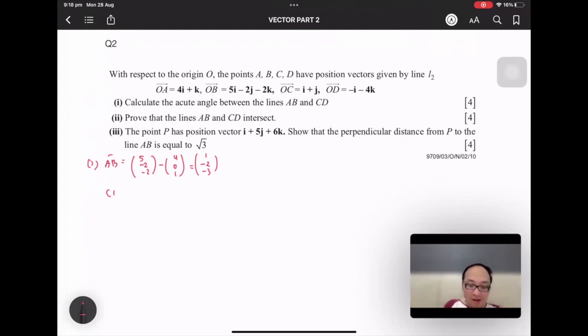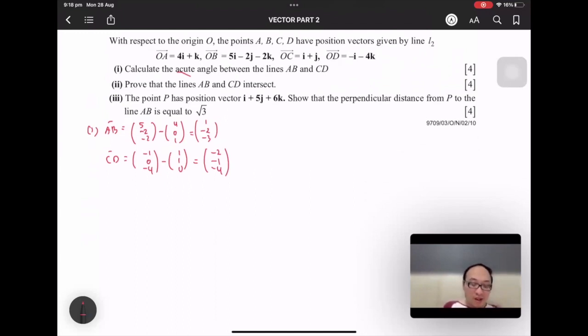And CD is D minus C. So D is minus 1, 0, minus 4, minus C, 1, 1, 0. So equals -2, -1, -4.